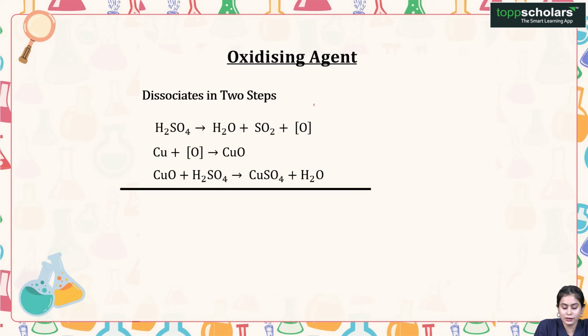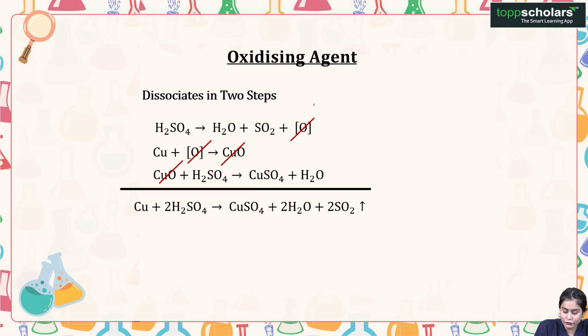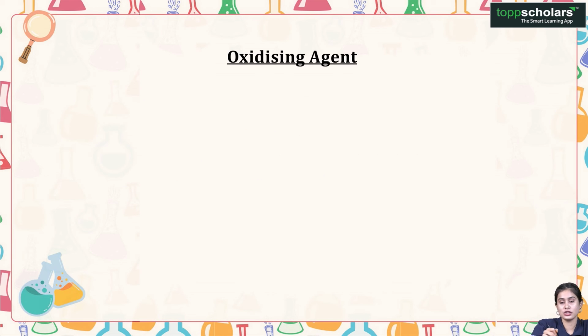So let's see the reaction. We can cut out O and O, and the CuO and CuO here. That is the only common thing, right? Then we are left with H2SO4 plus Cu. So your copper, with the help of sulfuric acid, gets converted to copper sulfate plus water H2O plus SO2, liberation of sulfur dioxide gas. And this is how it acts as a very strong oxidizing agent.